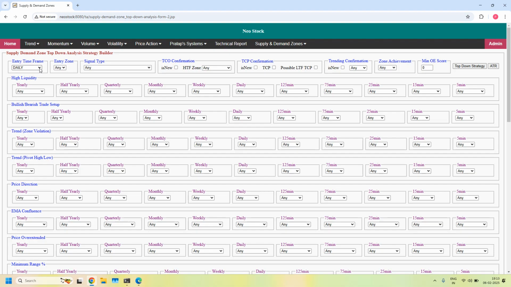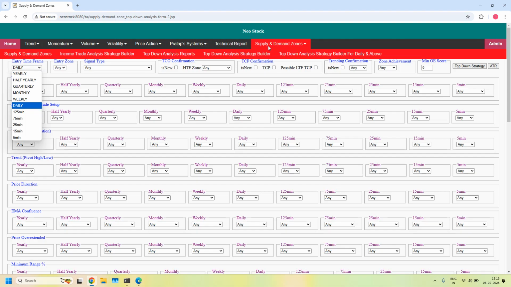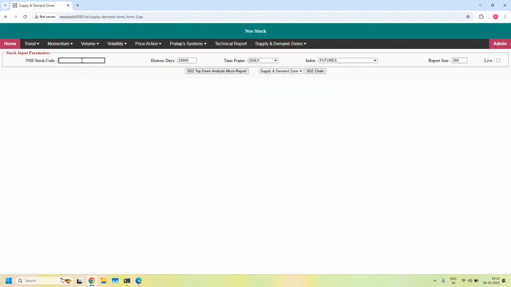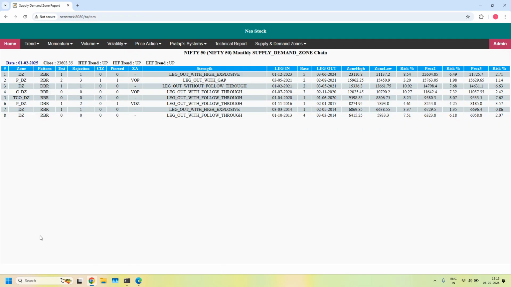Okay, let me start with NIFTY monthly time frame, generating monthly supply demand zone chain for NIFTY. Okay, this is a NIFTY monthly supply demand zone chain.